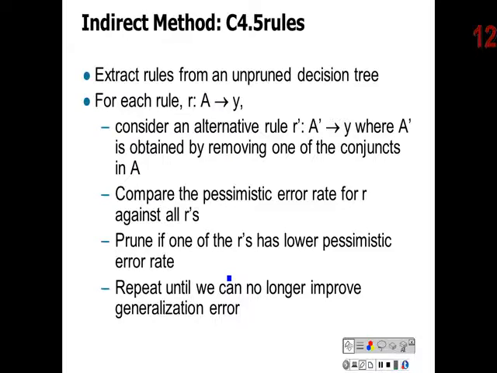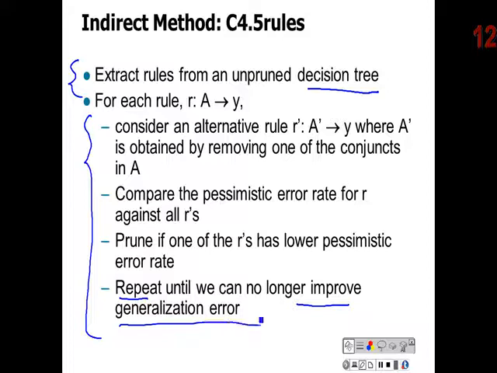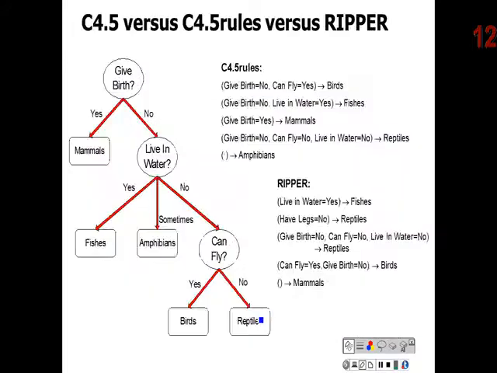It's the same concept, just that we first extract the decision tree. According to the decision tree, we make our assumptions and build our rules, and we keep comparing and repeating until we no longer find any improvement in our error, or the opposite, the accuracy is not increasing. This is a simple data set, and this is a comparison between both. You will end up with two different types of rules if you are using C4.5 or if you are using Ripper.